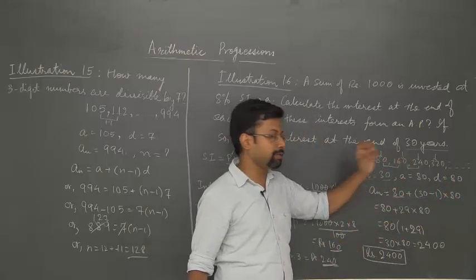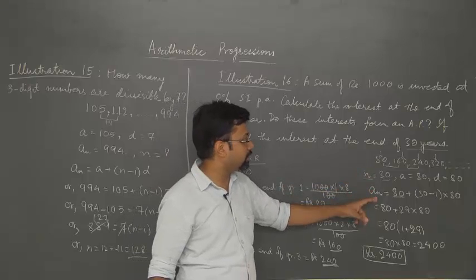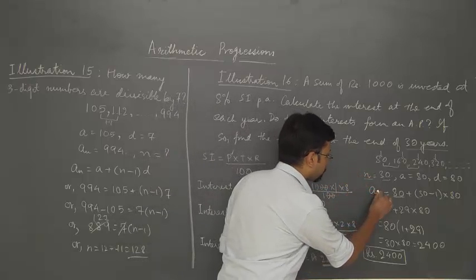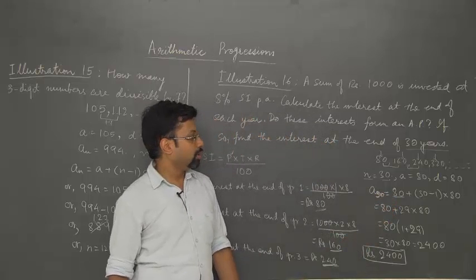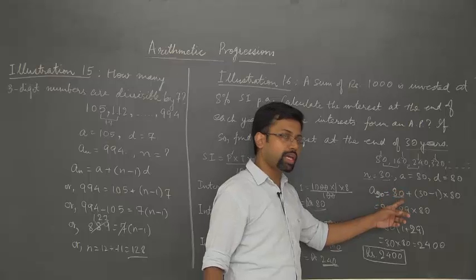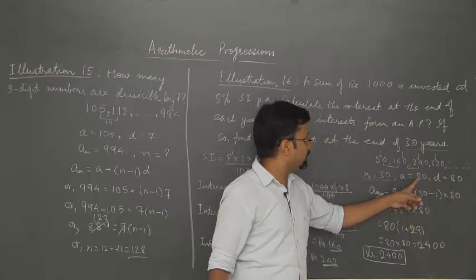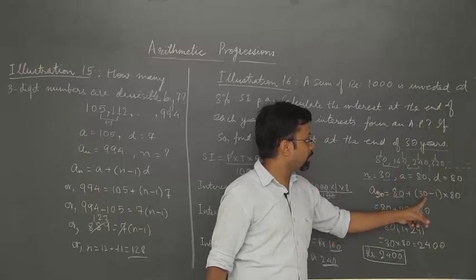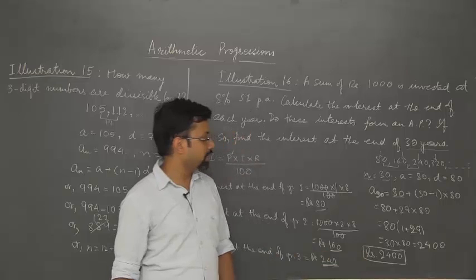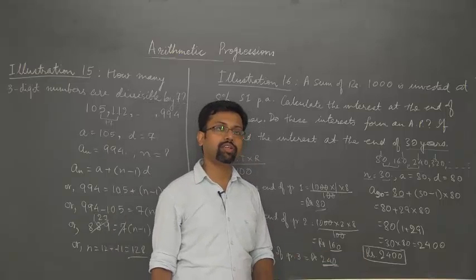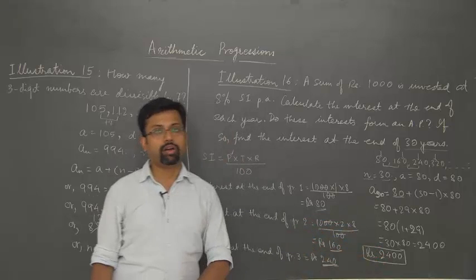And an we have to find out. We have to find a30, which is the interest at the end of 30 years. What will it be equal to? It will be equal to a plus n minus 1 into d. a is 80, n is 30, d is 80. We simplify it and we obtain that a30, or the interest at the end of the 30th year, is rupees 2400.